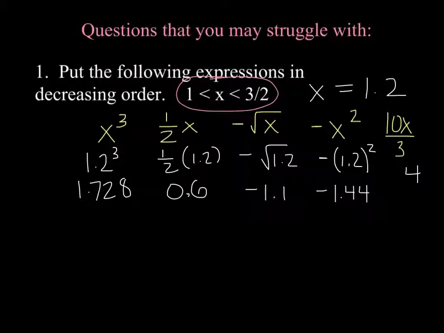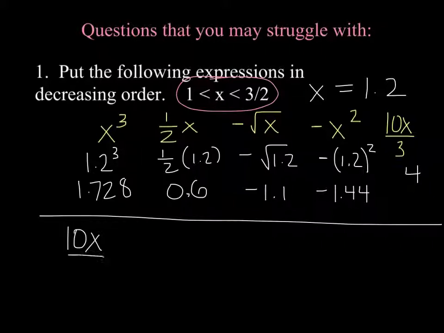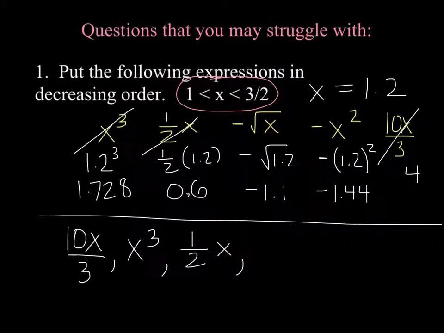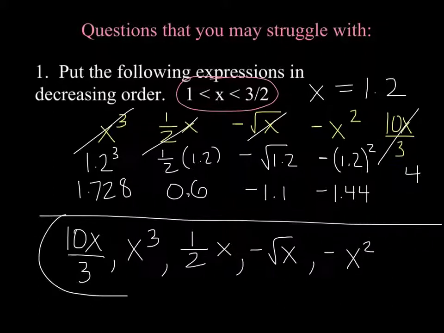So I want to put them in decreasing order. That means I want the largest first. So that's 10x over 3. That's the largest, so I cross it off. And the next largest is x cubed. Cross that off. And the next largest is 1/2 x. Cross that off. And the next largest is the square root of x, because negative 1.1 is a bigger number than negative 1.44. It's more positive. And the smallest number up here is negative x squared. So you just got to plug in a number, and it makes a very difficult problem easy.